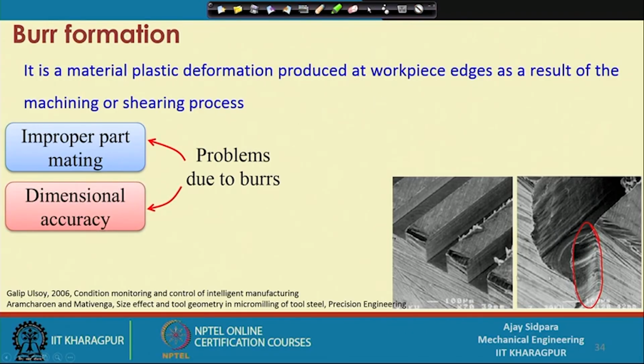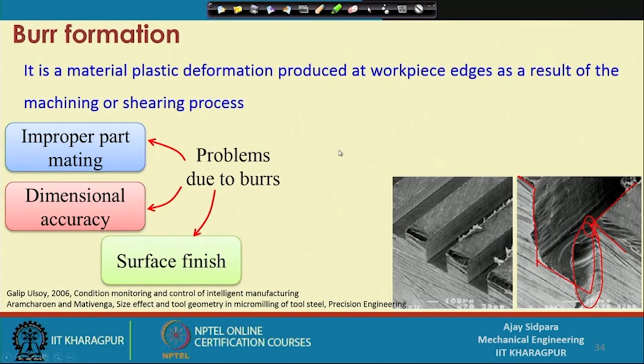Then dimensional accuracy, because we know that we have to measure our dimension from this particular edge. This is the actual shape of the thing, but because of the presence of the burr, it is also difficult to measure at micro scale from which location we have to start the measurement. Suppose we want to measure the length of this particular channel, then the starting point is very confusing unless you remove this burr very properly. So, dimensional accuracy is also a problem.